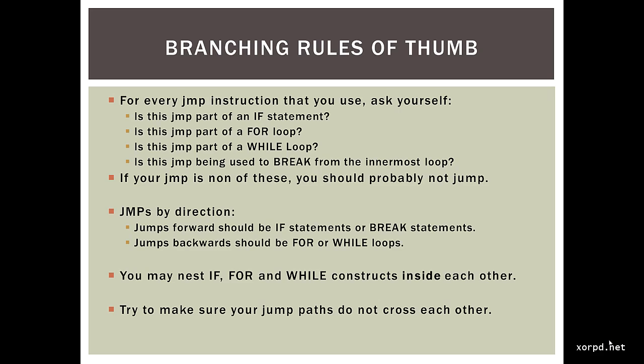Another rule of thumb, which is pretty important: try to make sure that your jump paths do not cross each other. The best way to make your code unreadable to other people, and maybe the easiest one to do, is to make your jump paths cross each other. You don't want this to happen. Make sure that they do not cross each other. If you follow only the higher level branching constructs, this problem should be automatically handled, which means that it won't happen to you. Your jump paths won't cross each other if you use higher level constructs. So try to use those higher level constructs.